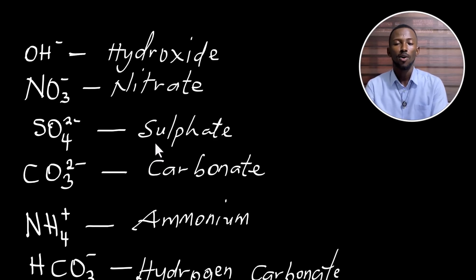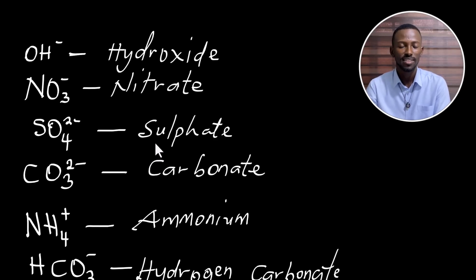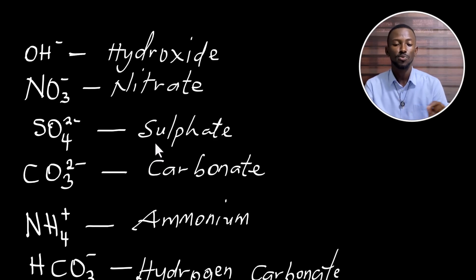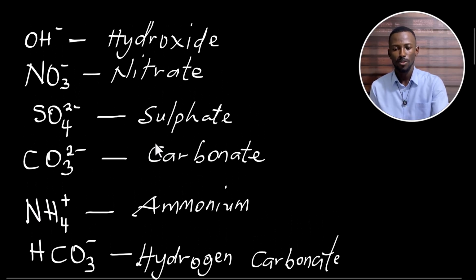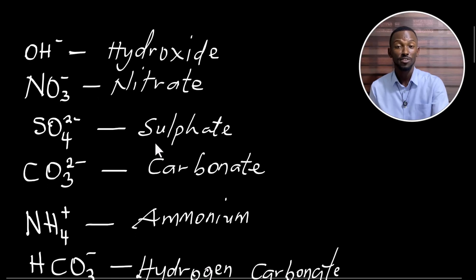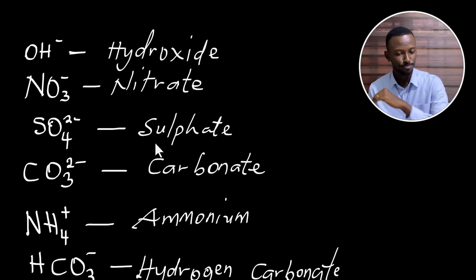So OH minus is hydroxide, NO3 minus is nitrate, SO4 2 minus is sulfate, CO3 2 minus is carbonate, NH4 plus is ammonium, then HCO3 is what? Hydrogen carbonate. So your responsibility is just look at these symbols of these polyatomic ions and then master them, and then you are good to go. Yeah, basically that's all you need to know.